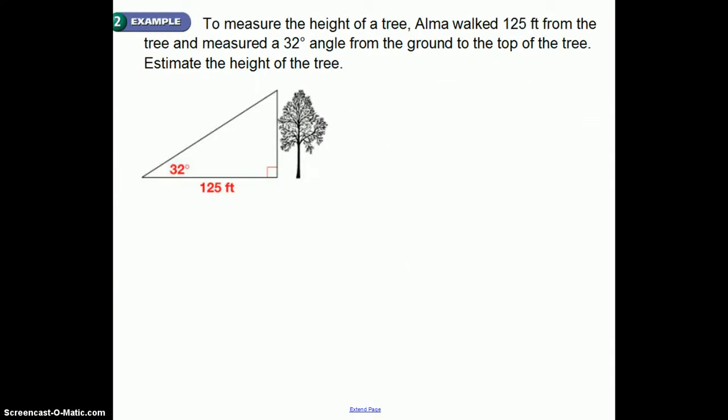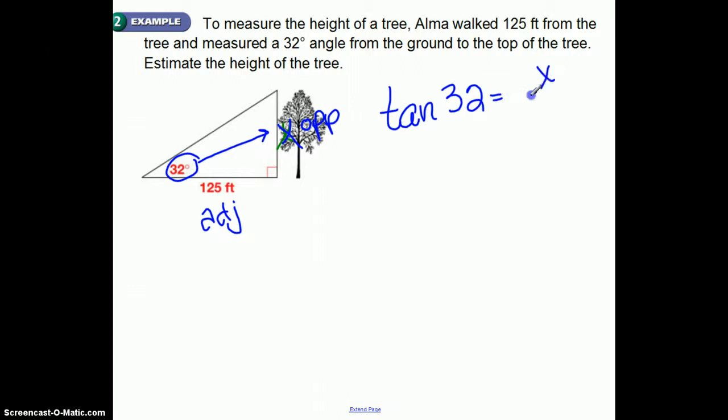Okay, to find the measure of the height of a tree, Elma walked 125 feet from the tree and measured a 32-degree angle from the ground to the top of the tree. Estimate the height of the tree. So since I don't know how tall this is, I'm going to make it X. So in a triangle like that, here's my focus angle. This X is going to be my opposite. I'm going to make X a little darker there. That means this side's going to be adjacent. So that means the tangent of 32 degrees is equal to opposite over adjacent.